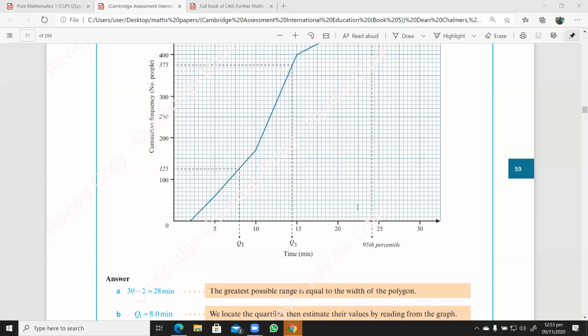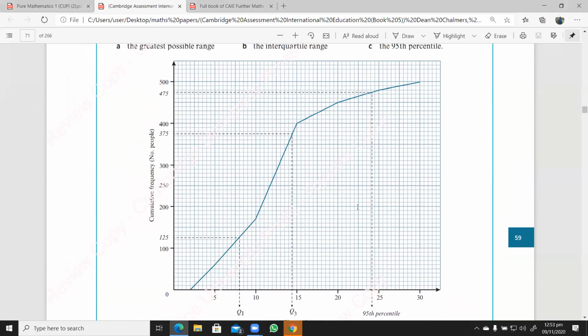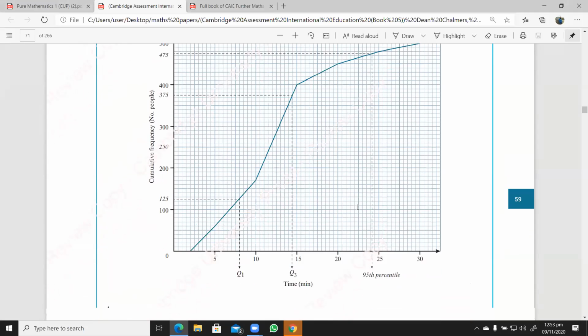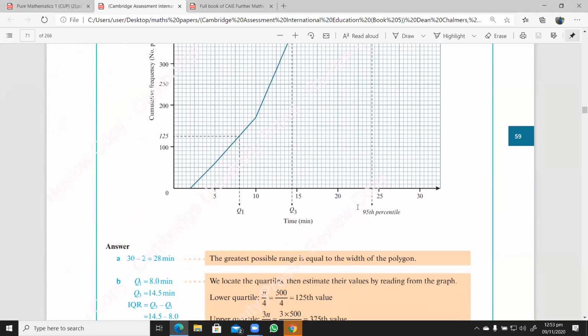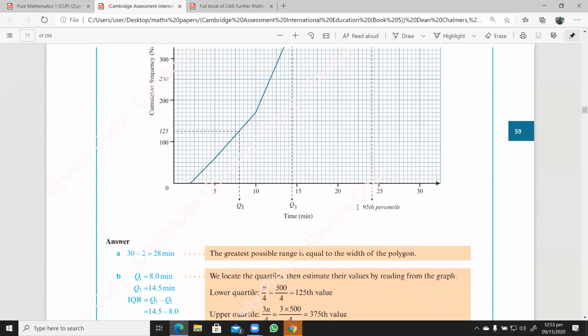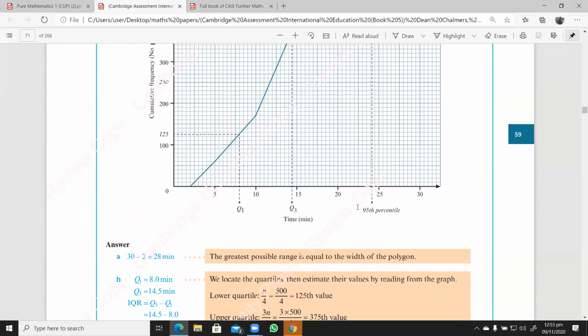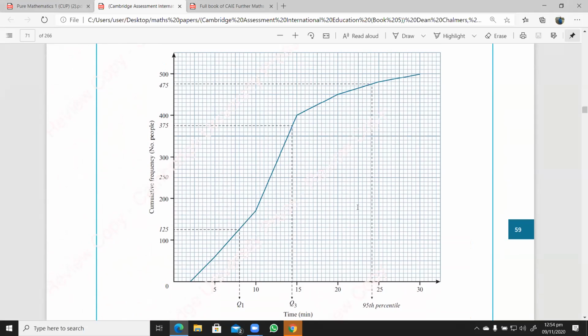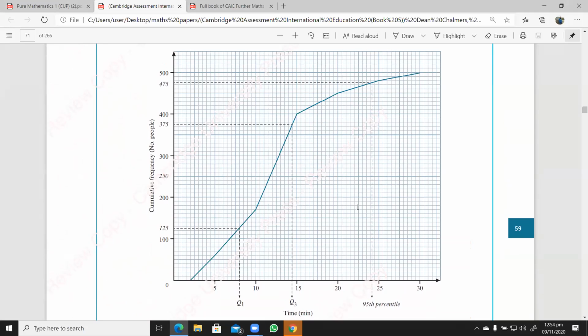Okay, let's draw the box and whisker plot for this particular curve over here. We're just going to do some cheating. Let's see that the lower quartile is 8 and the upper quartile is 14.5. Let me note it down: what was the lower quartile? 8, and the upper quartile was 14.5.